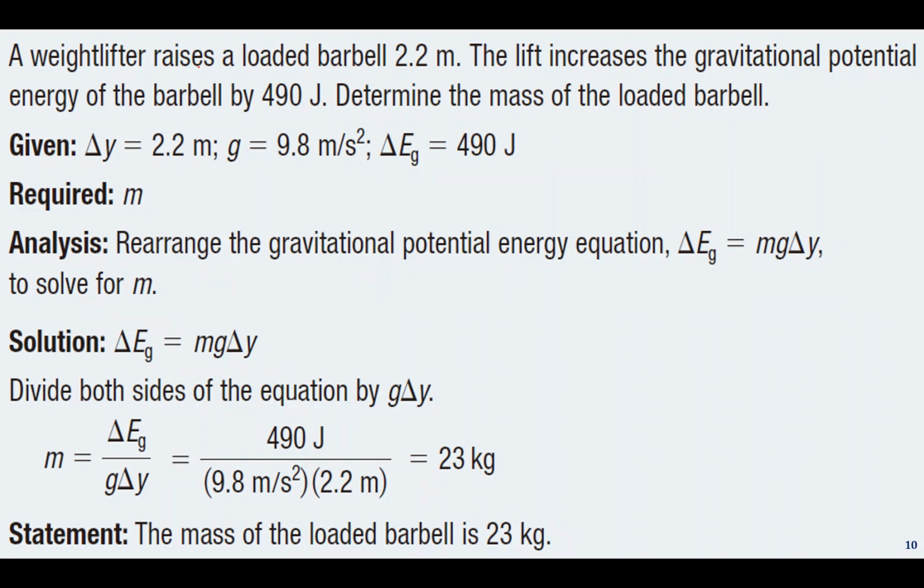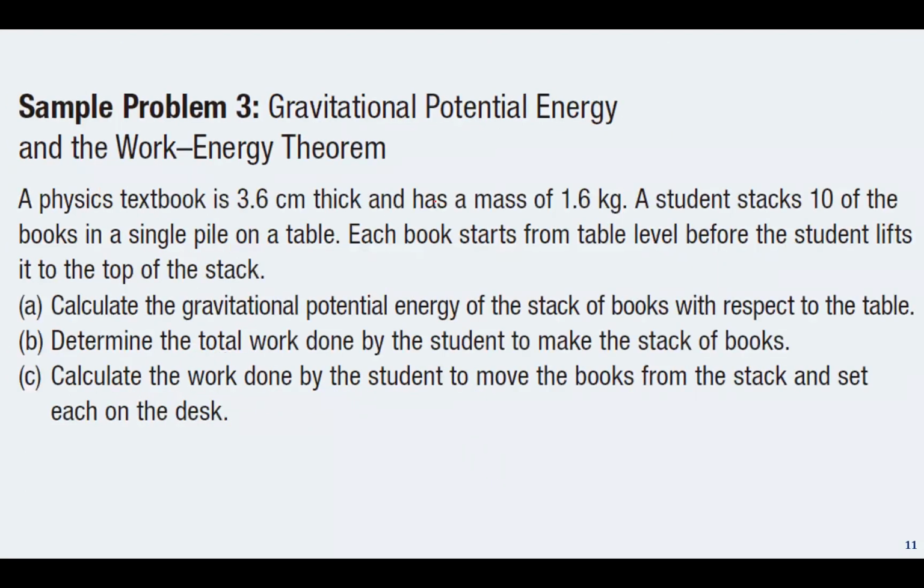Okay, so if you have no questions, let's have a look at another sample problem. This problem shows us the gravitational potential energy and the work energy theorem. We have a physics textbook, which is 3.6 centimeters thick and has a mass of 1.6 kilograms. A student stacks 10 of the books in a single pile on a table. Each book starts from table level before the student lifts it to the top of the stack. So there are 3 questions. A, calculate the gravitational potential energy of the stack of books with respect to the table. B, determine the total work done by the student to make the stack of books. C, calculate the work done by the student to move the books from the stack and set each on the desk.